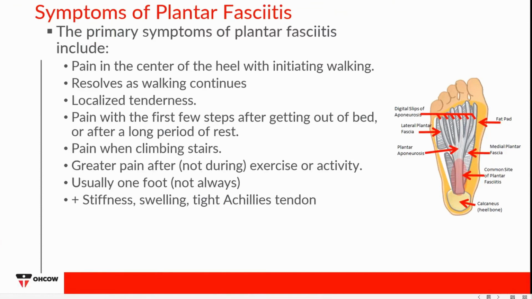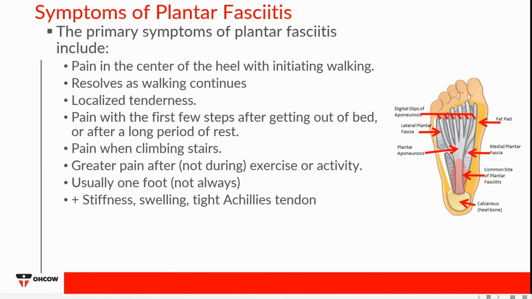So symptoms of plantar fasciitis: the primary symptom is pain, and that is generally how the patient will present. They complain of gradual onset pain, usually starting when they initiate walking, and as they continue to walk, the pain will resolve. Usually the history will tell you that it's of gradual onset. I had it a few days, slowly it's been getting worse, and over the last month it's kind of worsened.